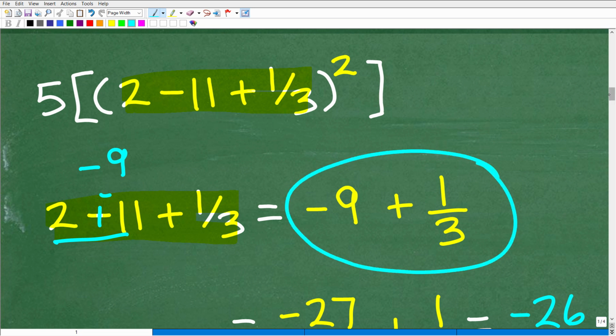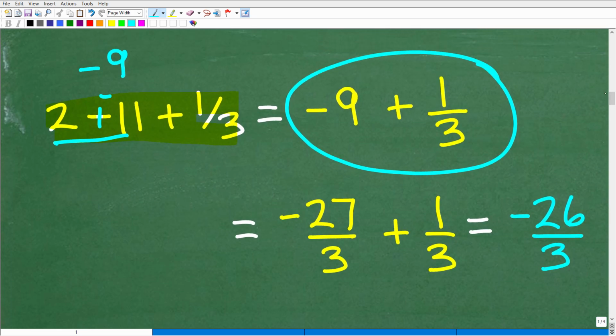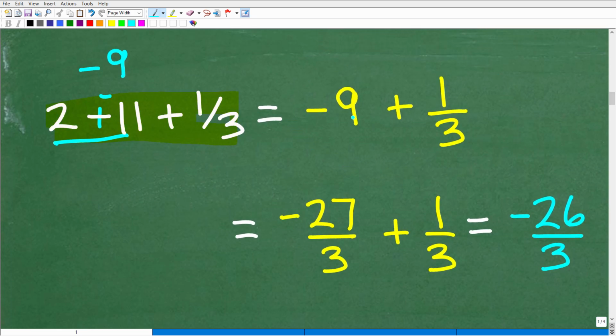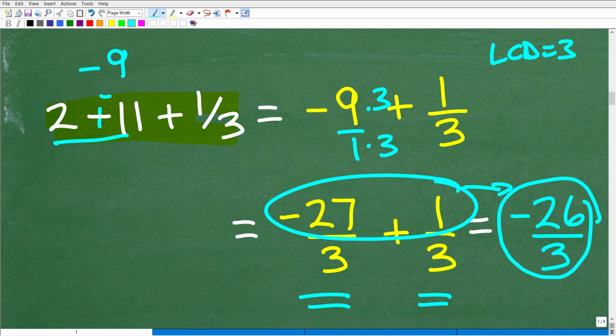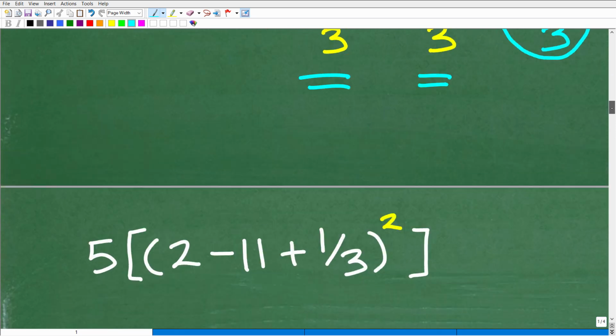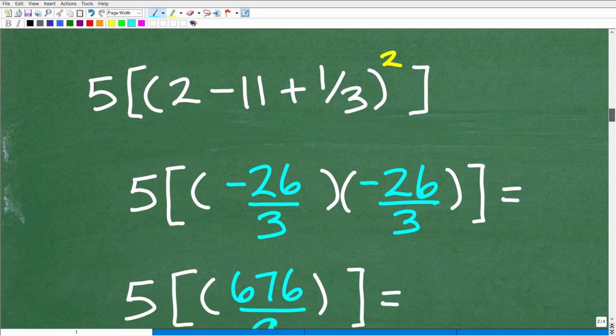So right here, we can go ahead and figure this out. There are a couple different ways you could approach this. Again, we're not using a calculator, but the way I would approach this is -9 over 1. The LCD, the lowest common denominator, is 3. So we multiply this fraction, -9 over 1, by 3, and we end up with -27 over 3 plus 1/3. Now we have the same denominator, so we can add the numerators. We have -27 plus 1, so it's going to give us -26 over 3. Okay, so now let's go back to our problem at this stage.